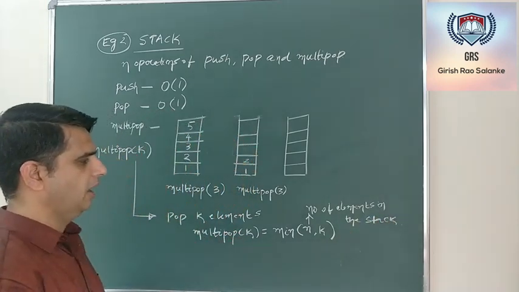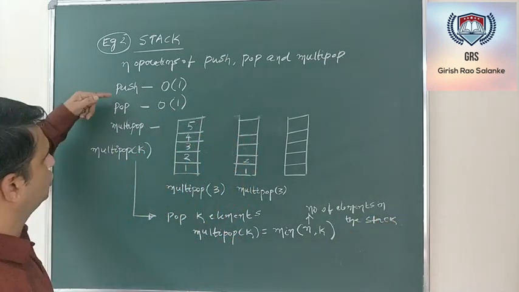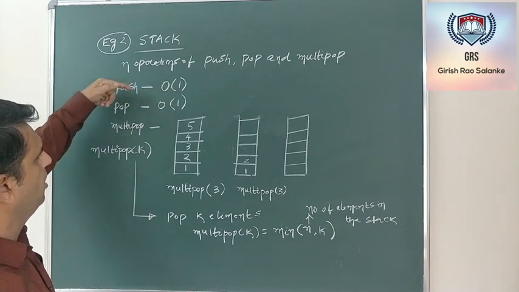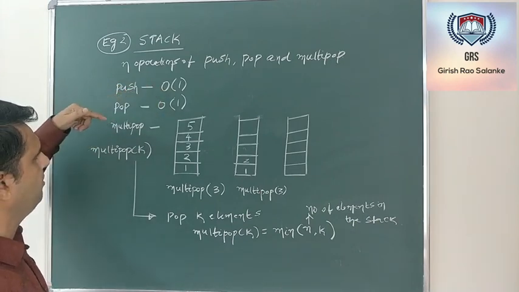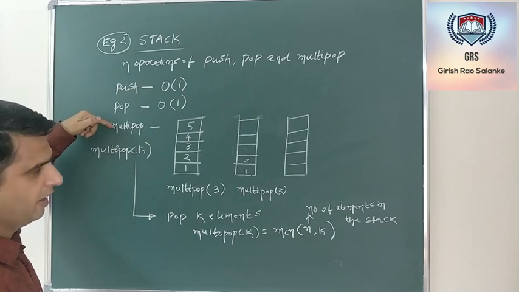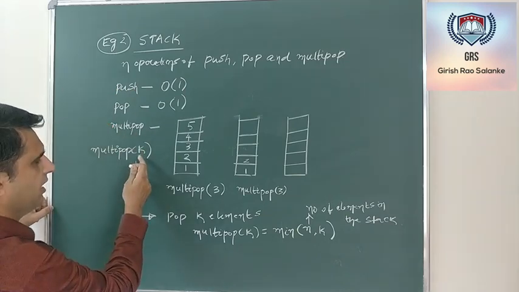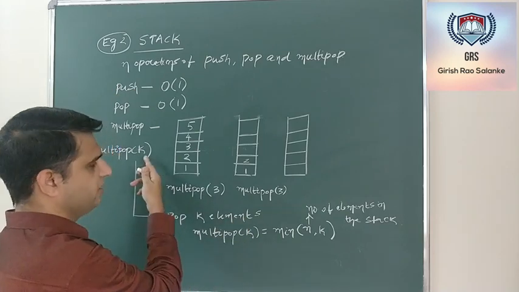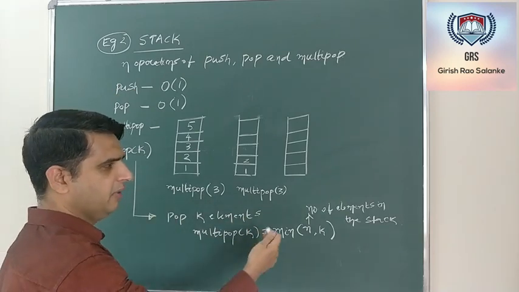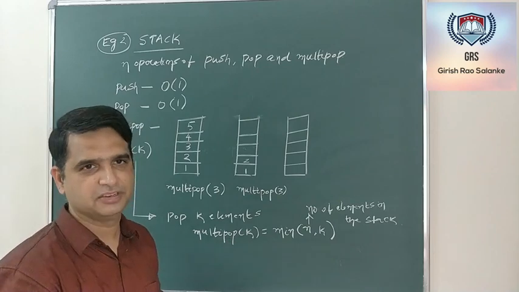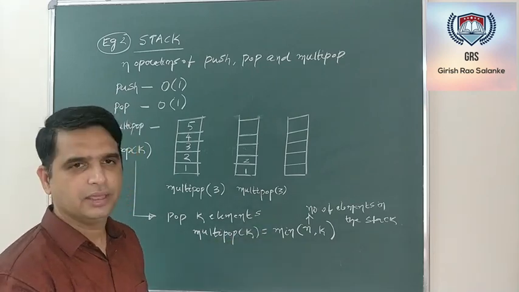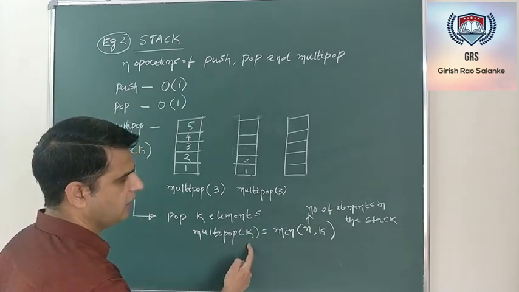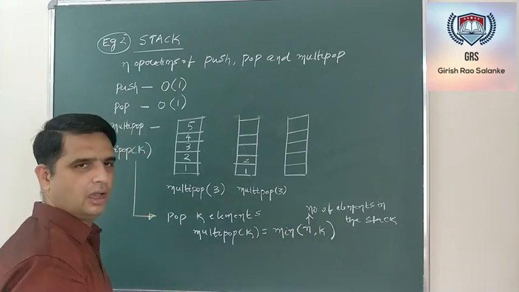Please note this particular point. Push operation takes order of one time. Pop operation takes order of one time. Multi-pop operation has an argument k. If k is less than n, fine, it will pop k elements. If k is greater than n, then it will pop out only n elements. That is, multi-pop of k is equal to min of n, k.